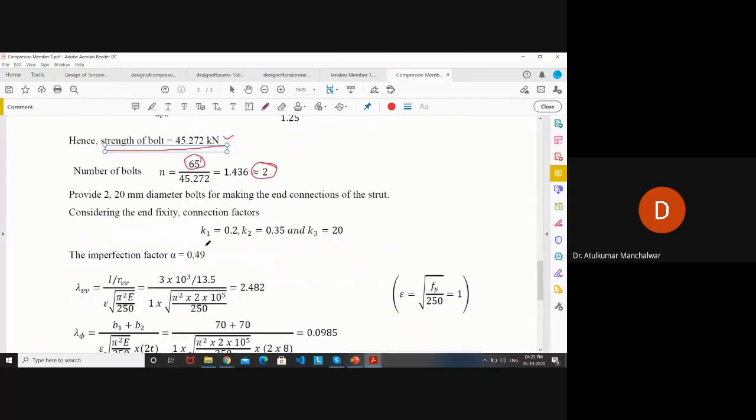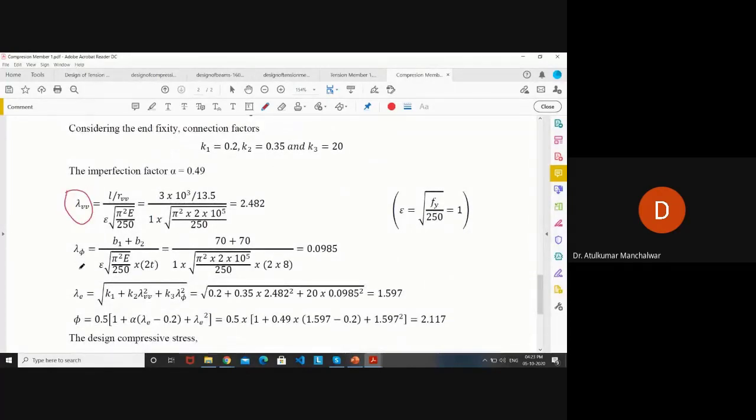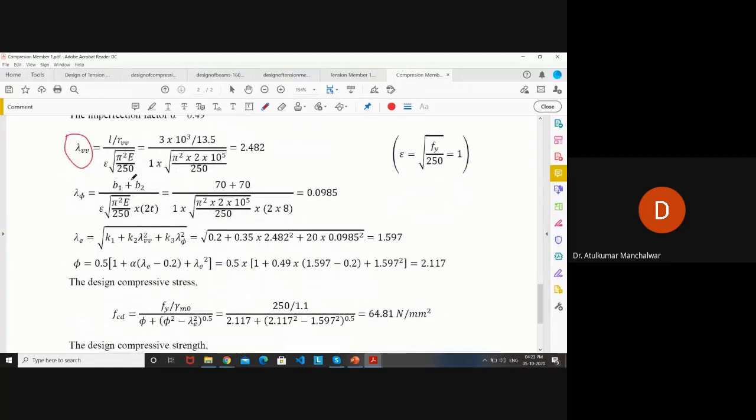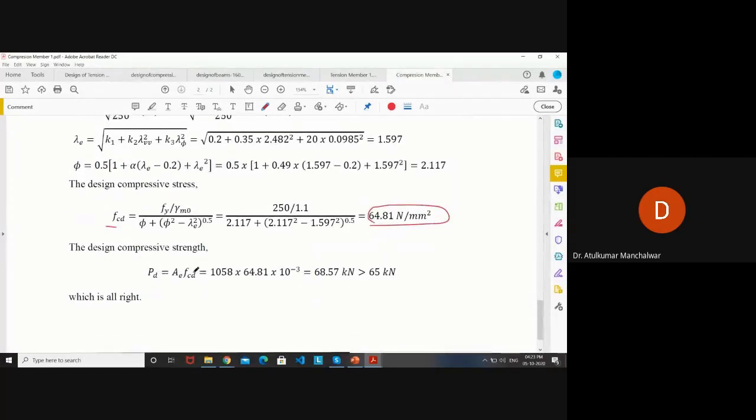For these 2 bolts, we have to calculate the imperfection factor. There is a formulation for calculation of the imperfection factor. Here, the design compressive strength we recalculated as 64.81, and the design compressive stress times the gross area will be the strength, and this should be greater than 65. If it is less than 65, your member has failed. If the strength comes more than 65, it has passed.